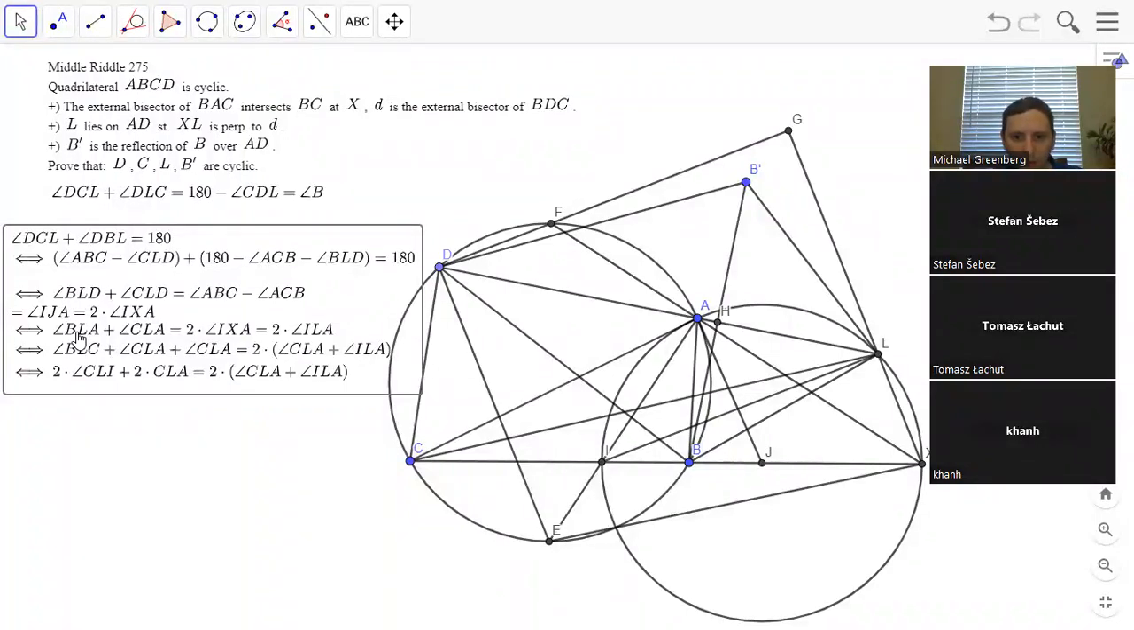This part is completely trivial. You just have that BLA is BLD. Yeah, this is trivial, but each of those are equal to that. And then IXA is ILA, so okay. And then BLA is BLC plus CLA, that's obvious, plus CLA. Okay, and then this ILA is CLA plus I.